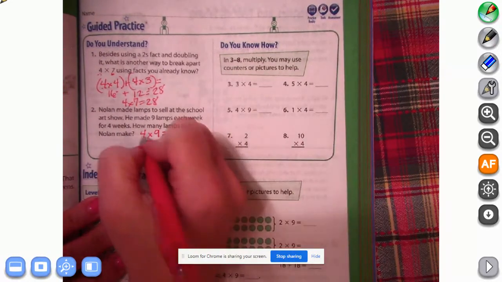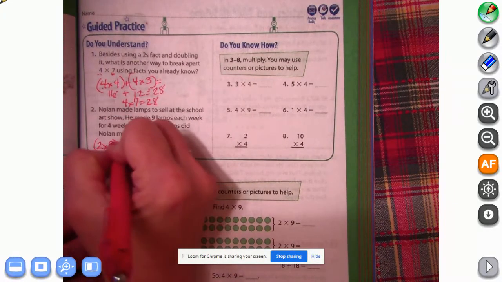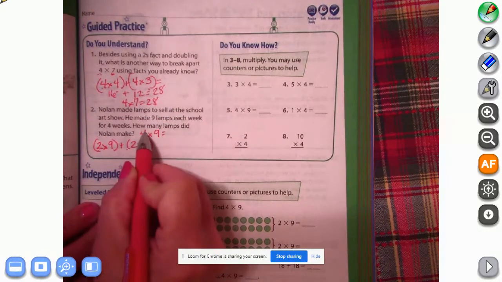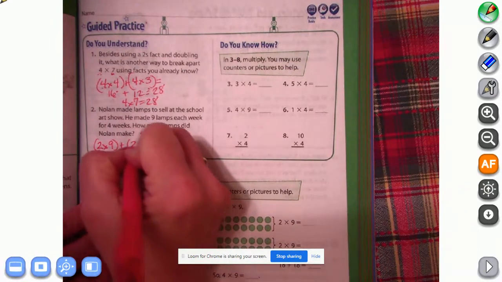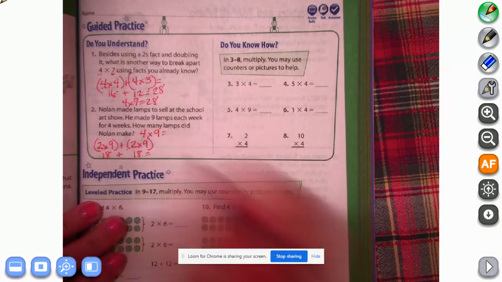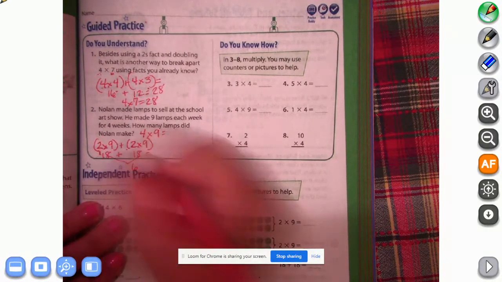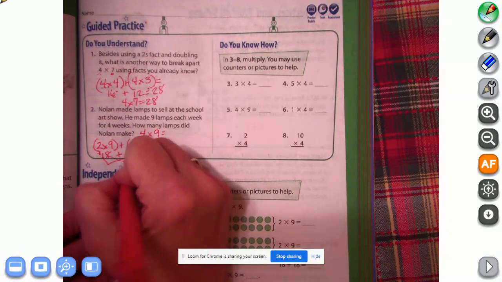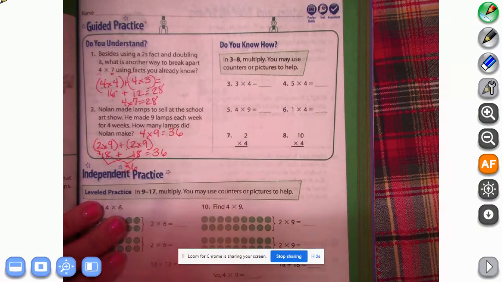We can break this down into a 2 times 9 plus 2 times 9, because 2 plus 2 equals 4. 2 times 9 is 18, plus 2 times 9 is 18. Okay, 18 plus 18, 8 plus 8 is 16. Carry the 1. 1 plus 1 is 2, plus 1 more is 3, is 36. So 4 times 9 is 36.